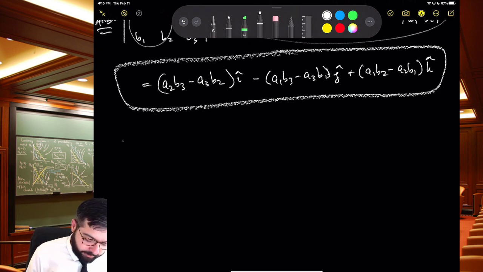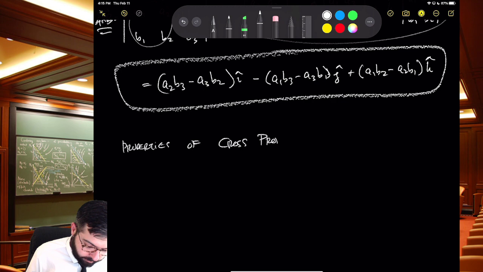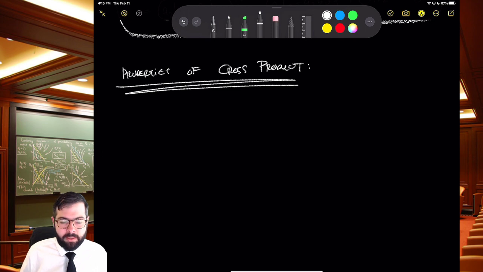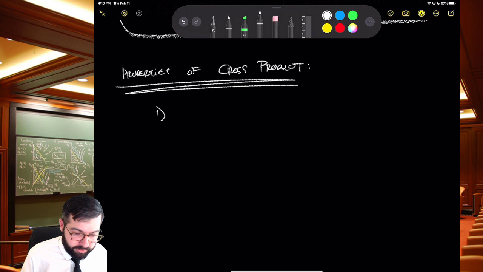Some nice properties of the cross product. Again, these will come in handy for solving problems. Refer back to them when you're maybe stuck on a problem involving cross product. Could I represent it in a different way, right? Would reversing the orientation help me? Would distributing it? So the first is that, which you know already. Let's use A and B. We've been doing that the whole time.